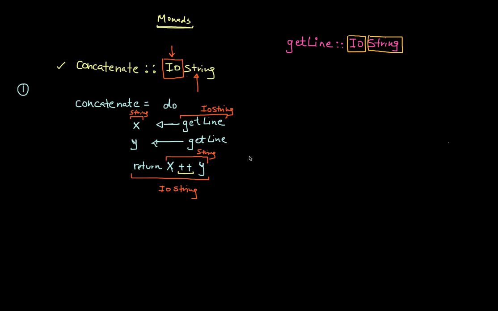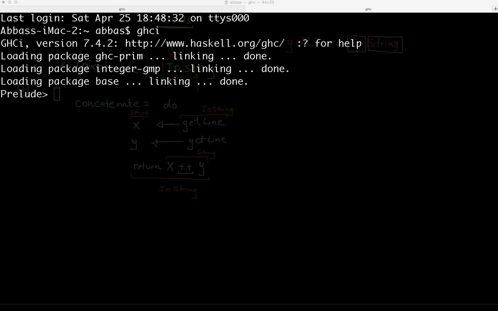In this second part of this video, we're going to revisit the problem of concatenating two strings. This was the first style that we looked at, using the imperative style of programming with the do block. But now I'm going to open up my Haskell shell here.